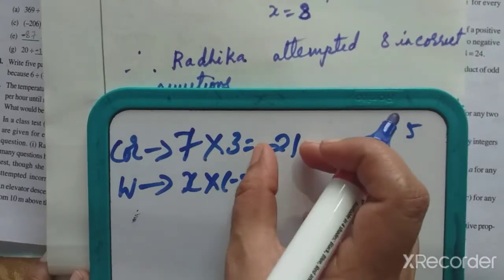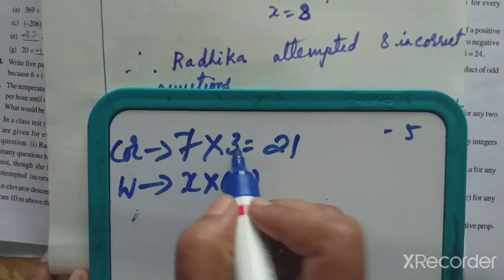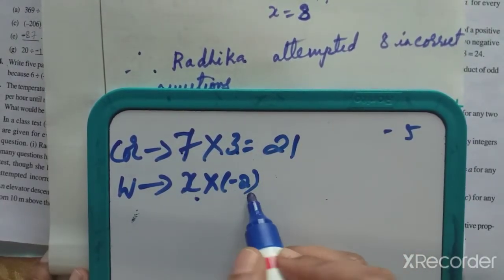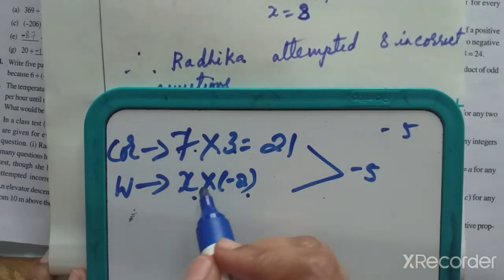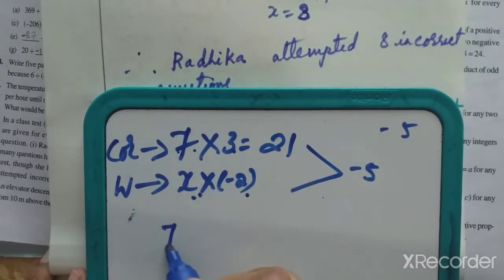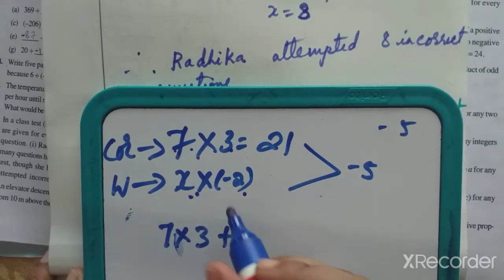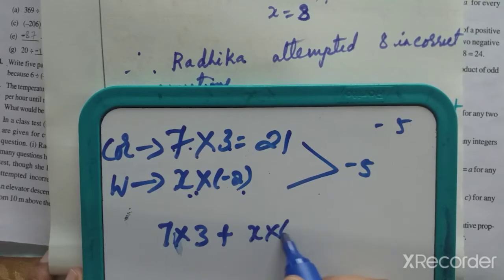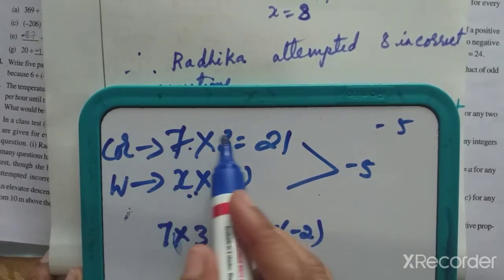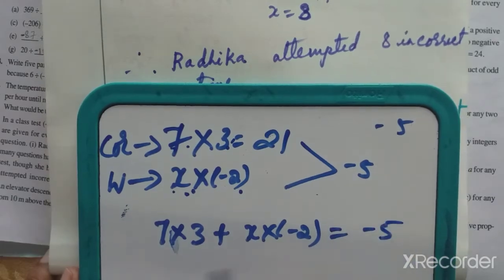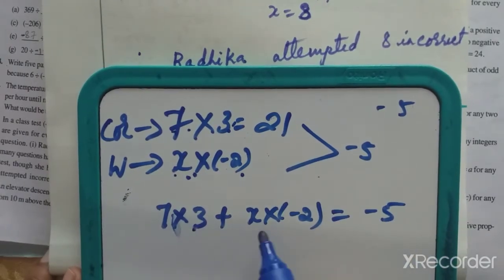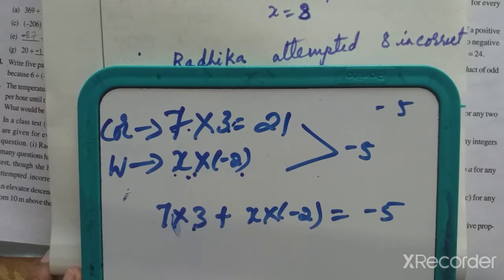Now correct answer marks plus wrong answer marks equal how much she scored, minus 5. So 7 into 3 plus x into minus 2. This is the equation: 7 into 3 plus x into minus 2 equals minus 5. So with correct and wrong answers together, she got minus 5 marks.